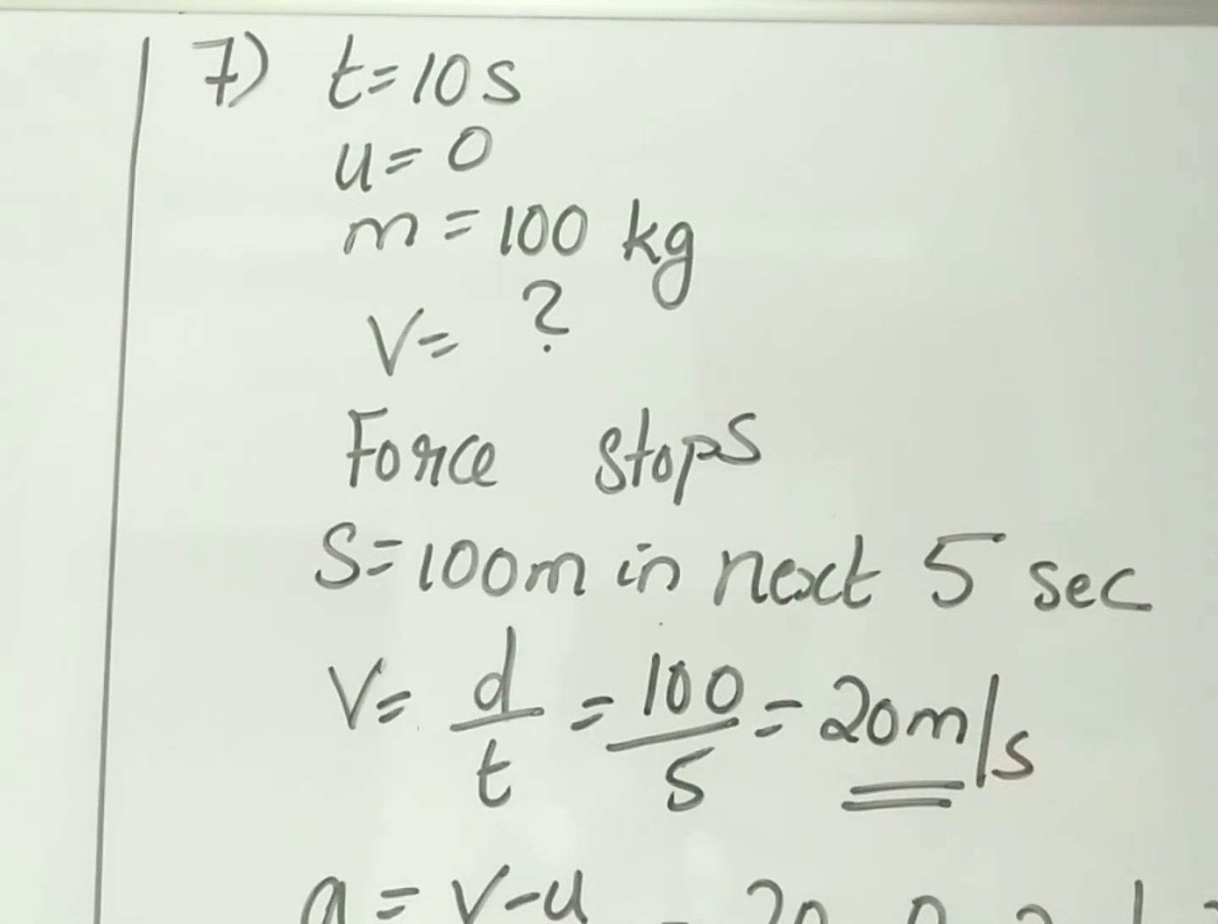Next, question number 7. A force acts for 10 seconds on a stationary body. So time is given, 10 seconds, on a stationary body. That means initially it is at rest. U is equal to 0. Of mass 100 kg. Mass is given, 100 kg. After which the force ceases to act. Ceases, C-E-A-S-E-S, means stop. The force stops. After that, the body moves through a distance of 100 meters in the next 5 seconds.